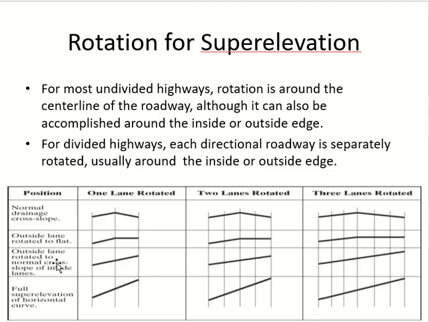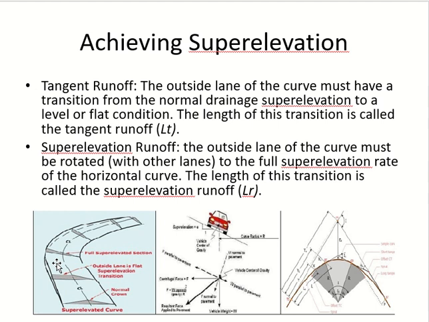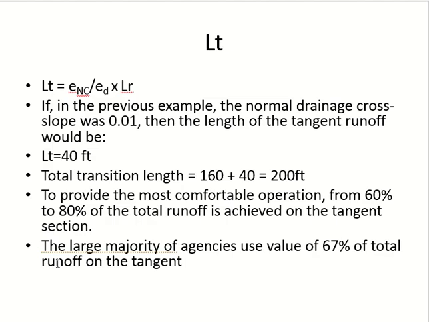Okay. So if you look here, we go from the normal to 0 first. This is LT. So in the field, LT is first. But when you calculate, you have to calculate LR first, because it is required in LT as well. ENC is the normal slope you have before the super elevation, before the curve. The normal slope, and ED was what? Super elevation. Okay.